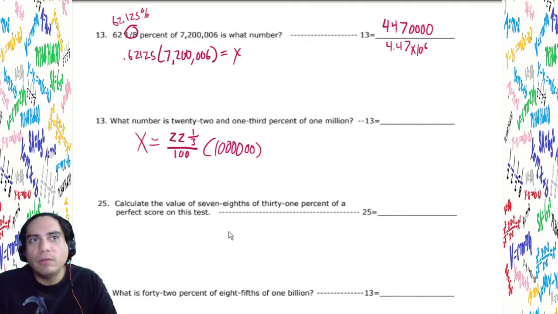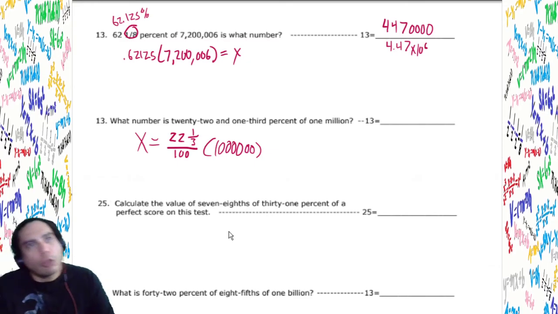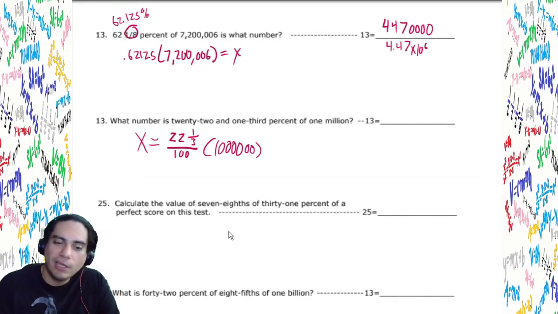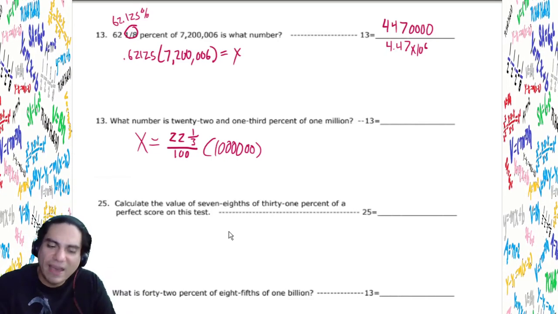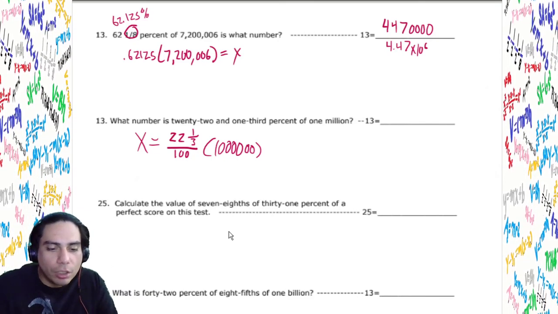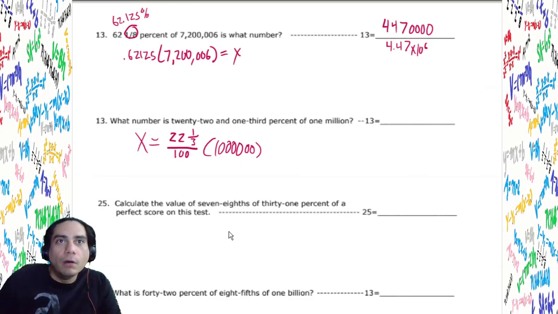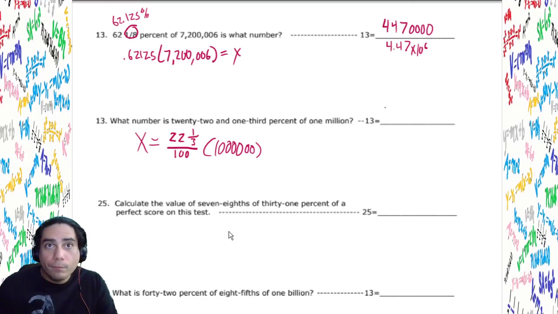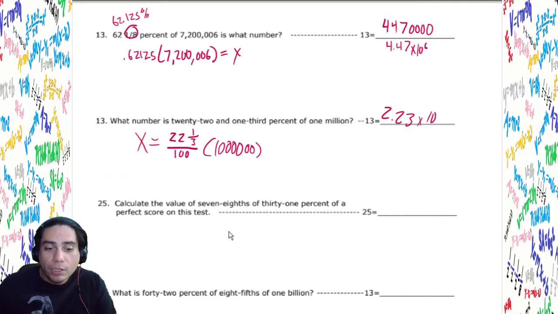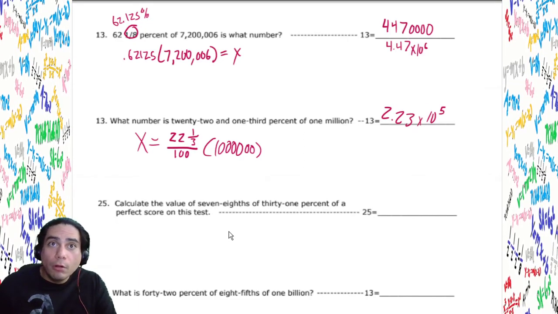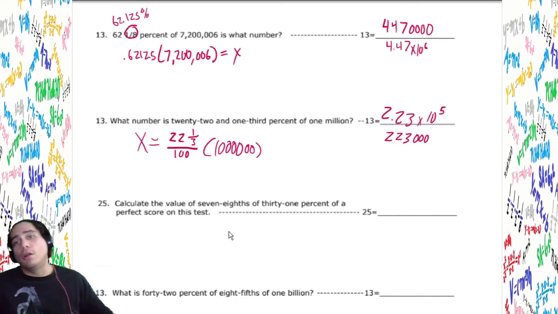So in this problem, we get 22.3333333333. Sorry, I'm just messing around here. And then we're going to multiply that by that 1 million after we change that into a decimal by dividing by 100. And we got ourselves an easy answer of 2.23 times 10 to the fifth power, or 223,000. All right, three zeros at the end.